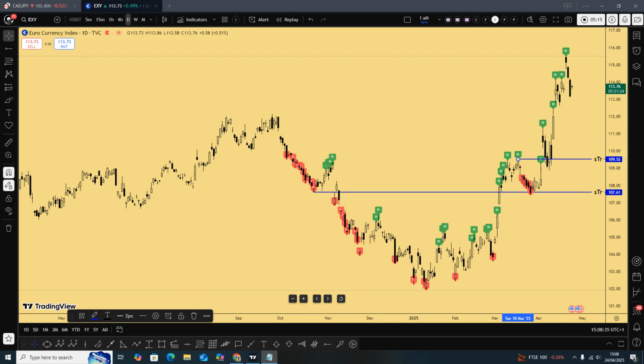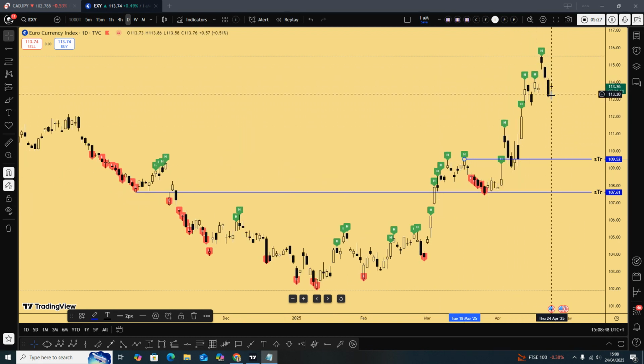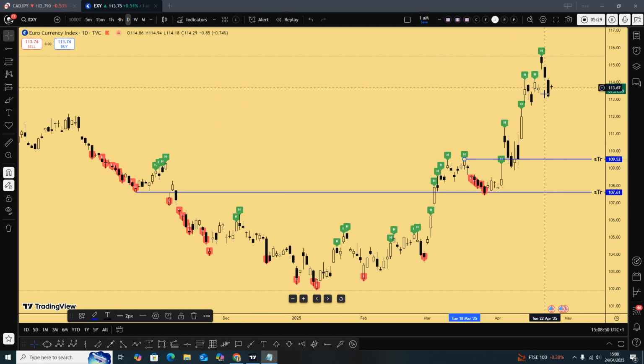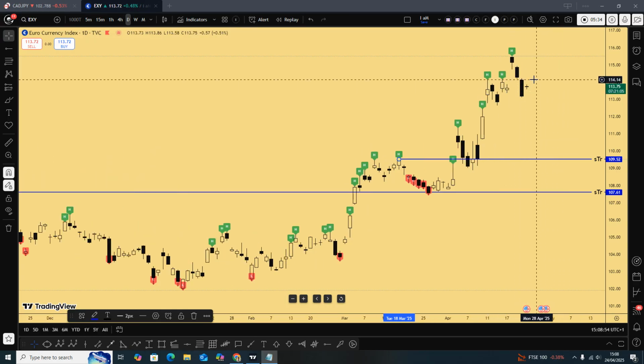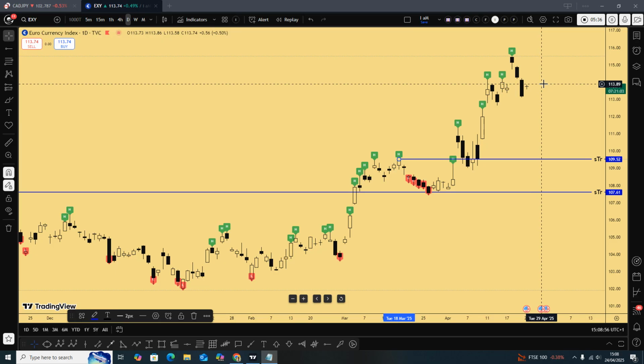The DXY negative, EXY positive. So as you can see, the euro has given us a nice pullback structure momentum. That is a good one. With the 4-bar rule, you probably wait for this to finish.